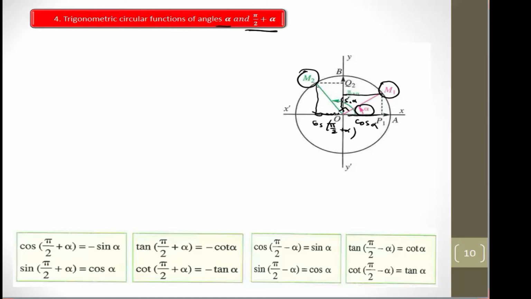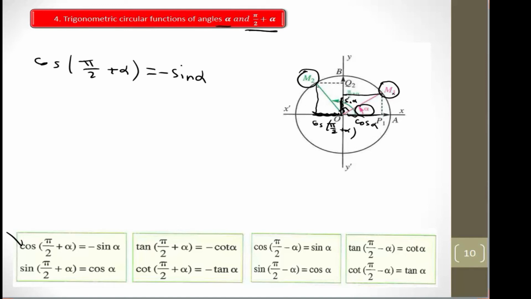Right, cosine pi over 2 plus alpha is not equal to minus cosine alpha, as in the previous parts with alpha and pi minus alpha. They are not the same values, but we can check that the value of cosine of pi over 2 plus alpha and the value of sine alpha are equal. So cosine of pi over 2 plus alpha and sine alpha are equal in value. But this is positive and this is negative, so we can write that cosine pi over 2 plus alpha equals minus sine alpha.